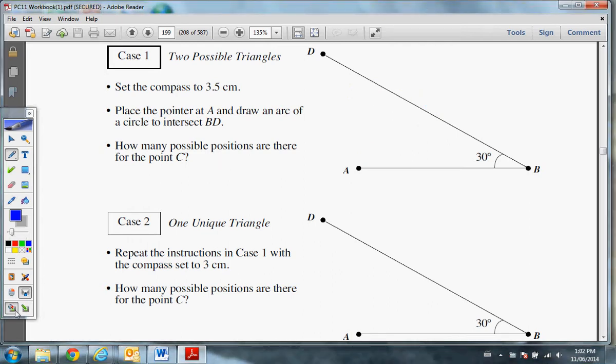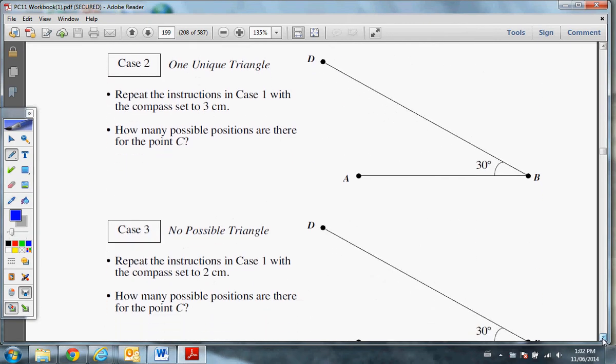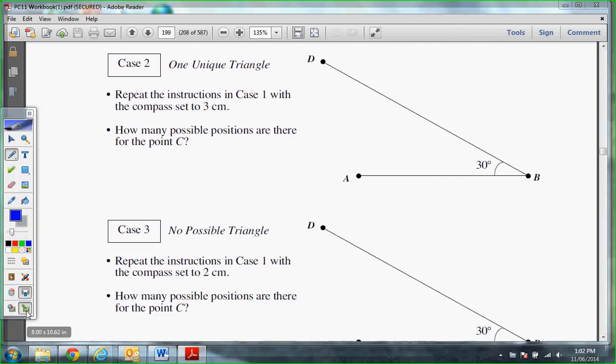One unique triangle. You can kind of assume what that's probably going to be. If I set my compass, this is right from your book, if you set your compass at 3 centimeters, it would hit once. So that means you'd have one solution.